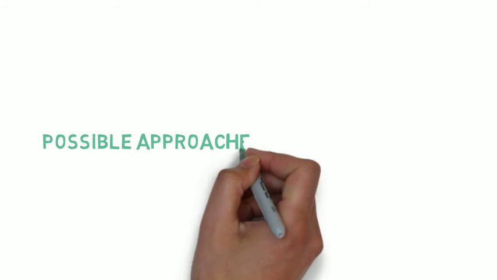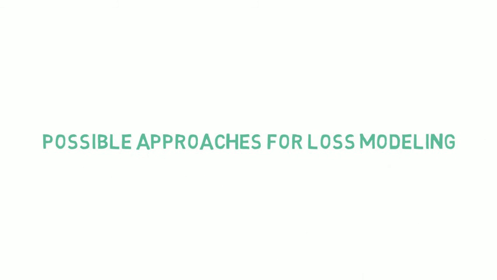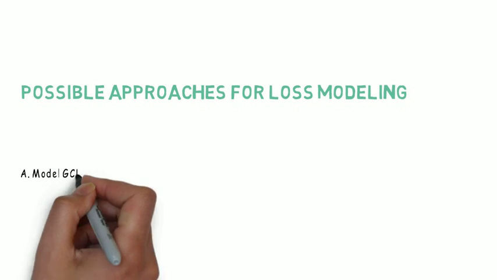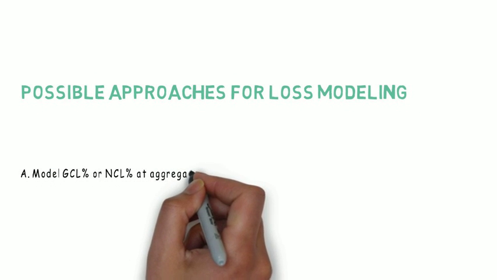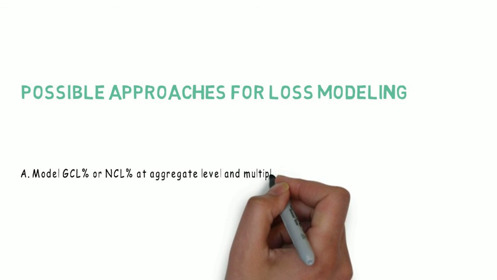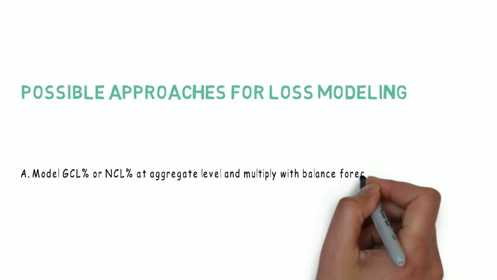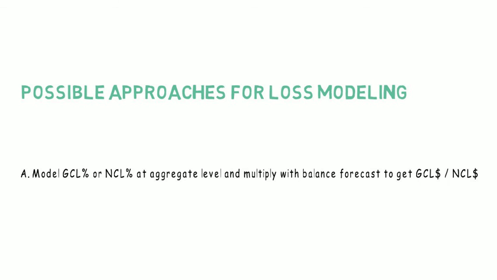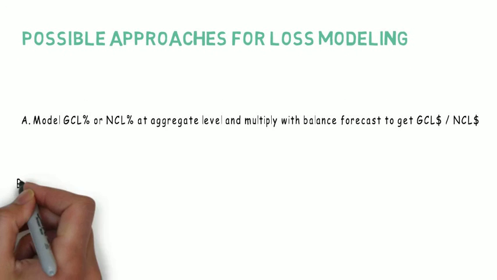There are a lot of approaches which can be used to predict credit loss. Here we will talk about some very common approaches. The most basic approach is to predict GCL rate or NCL rate at a portfolio or a segment level. Once we have the prediction, it can be multiplied by the balance forecast to get GCL dollar or NCL dollar. We can use simple time series modeling to predict these rates.